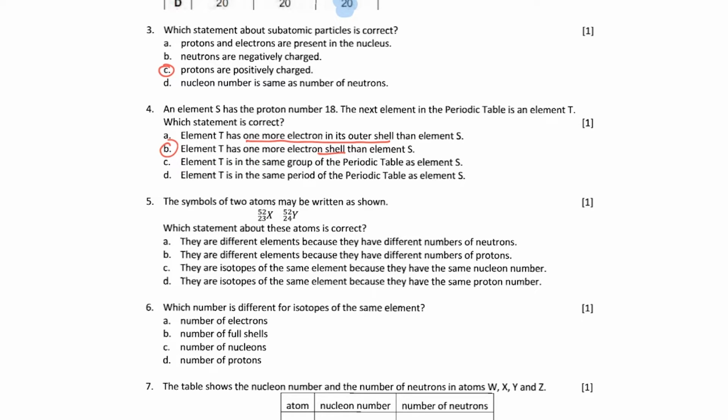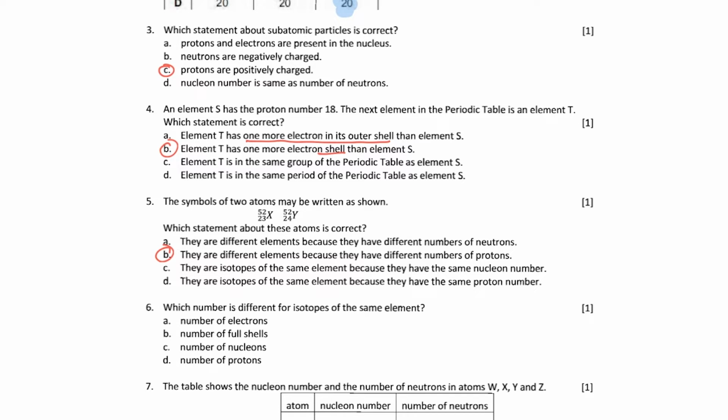They're different elements because they have different numbers of neutrons. That's wrong. They're different elements because they have different numbers of protons. Protons is what identifies the element. You see, same concept being tested in multiple ways. So they are different elements because they have different numbers of protons. That is correct. They're isotopes of the same element? They are not the same element.